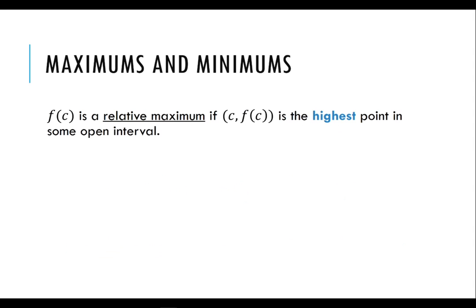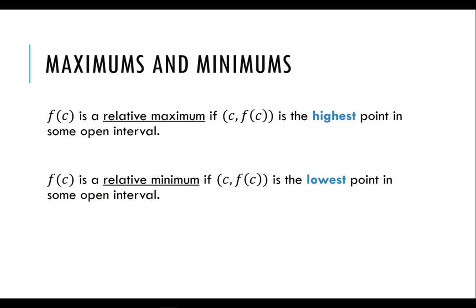F of c is a relative maximum if f of c is the highest point in some open interval. Now by open interval, I mean that you can take your hands on both sides, encapsulate around a point, and as long as it's the highest point inside your hands, it is a relative maximum. Similarly, f of c is a relative minimum if f of c is the lowest point in some open interval. And once again, to visualize this, if you pick a graph and you put your hands around some point, if you can move your hands out or in such that that point is the smallest value in between your hands, then it's a relative minimum.